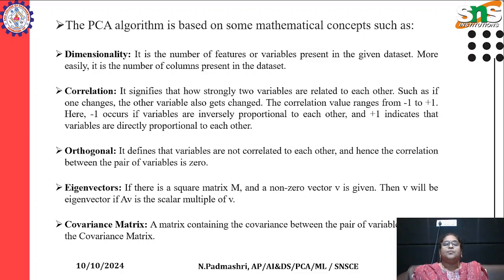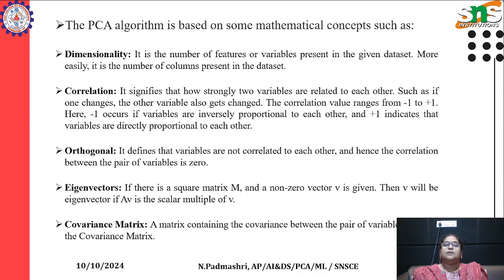The PCA algorithm is based on some mathematical concepts such as dimensionality, correlation, orthogonal, eigenvectors, covariance matrix, etc. So we are all familiar with what dimensionality is. It is the number of features or variables present in the given data set, the number of columns present in the data set. If I take a student data set, the attributes of the student like name, roll number, and address are the columns. So that is the dimensionality. Reducing the dimensionality is reducing the features, these columns, these variables, these attributes.